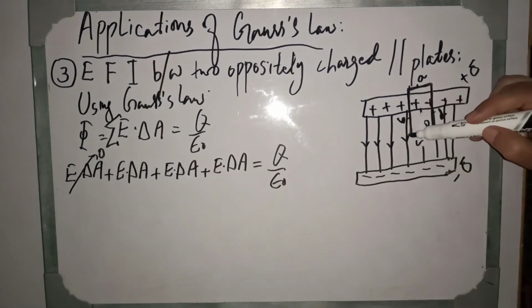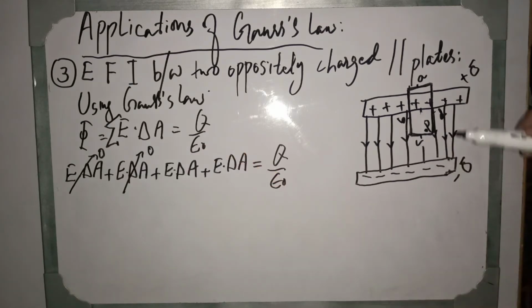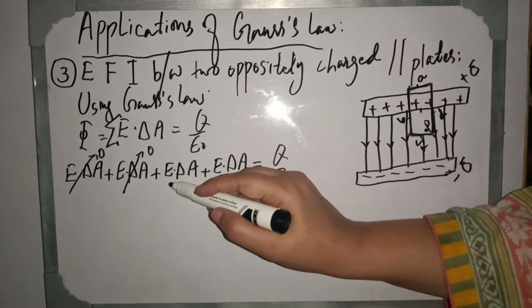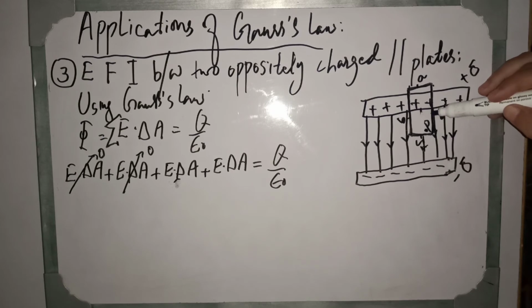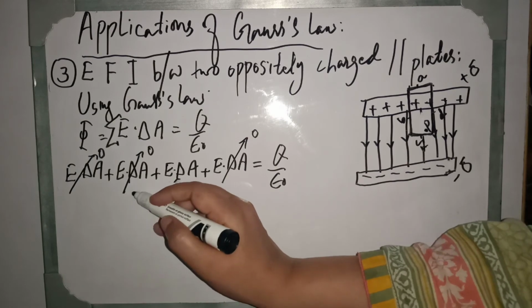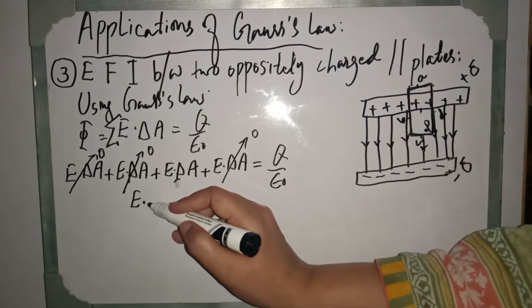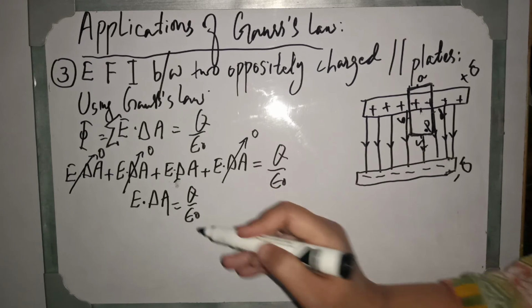What about side B? Side B is just parallel to the electric field, so flux is again 0 through this surface. What about side C? Side C is the only surface through which lines are passing. If lines are passing, then flux is positive, and this is the considerable side. Coming to side D, this side is lying parallel to the electric field intensity, so no lines are passing through it and flux is again 0. So the only considerable surface is C, and the flux passing through this surface is E dot delta A, which is equal to Q over epsilon naught.